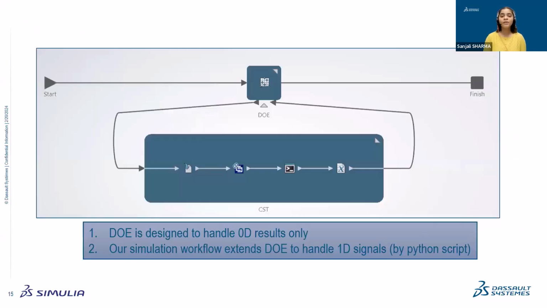But our DOE can handle only zero-dimensional data. Then how do we approximate the entire range? So we have extended the simulation workflow of DOE to handle 1D signals by a Python script. Now we are resampling the range in 100 samples. Here I'm taking 100 samples as an example. So we are resampling the range in 100 samples, and each sample is assigned as an output variable in the script. So instead of calculating one zero-dimensional output, now the DOE is calculating 100 zero-dimensional outputs. Later, we are interpolating the data with the help of approximation models and then creating a surrogate model.